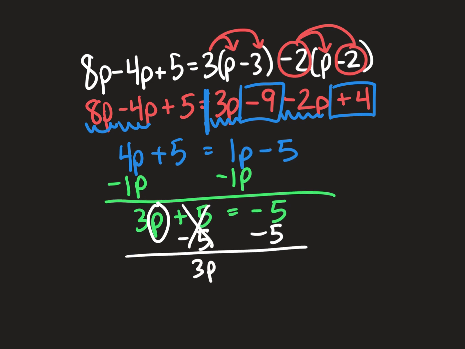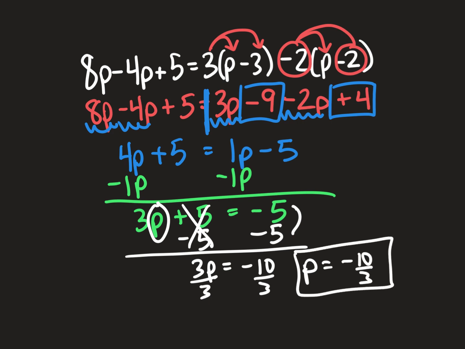I'm left with 3p equals, not 0, that's a common wrong answer. Negative 5 take away 5 more is negative 10. And when you divide by 3 on both sides, you get p is equal to negative 10 thirds. I would accept that answer. If you wanted to change it to negative 3 1/3 or negative 3.3 repeating, that's fine, but this is perfectly acceptable. Again, I would suggest that you rewrite this problem on a separate piece of paper and work it out, making sure that you arrive at the same answer that I did.